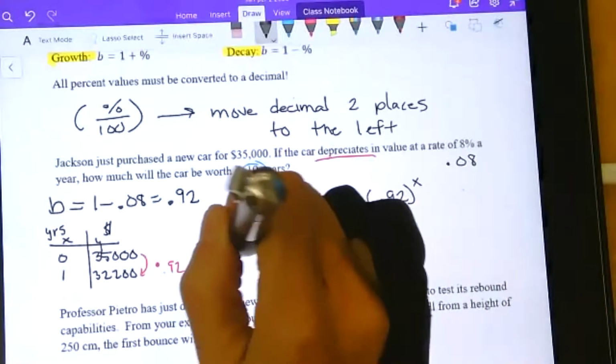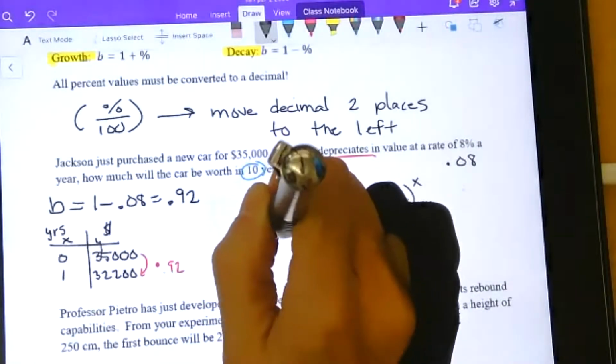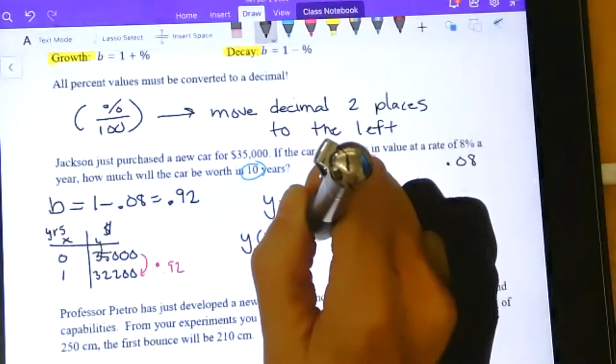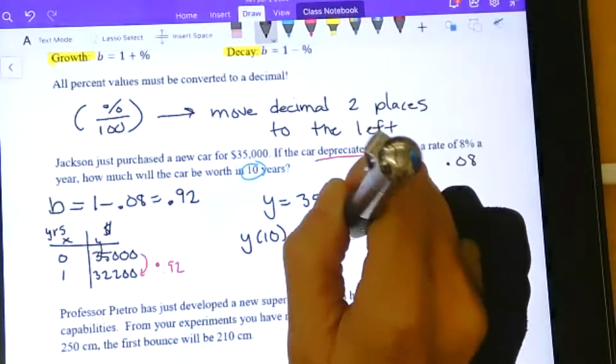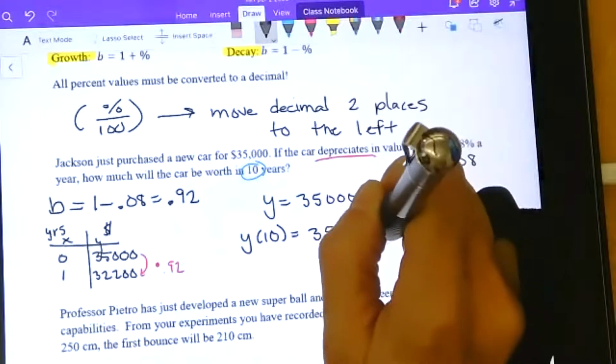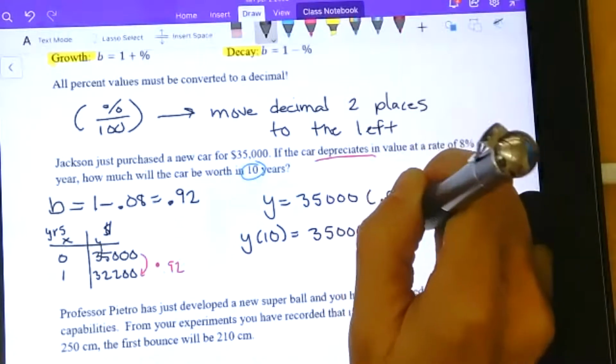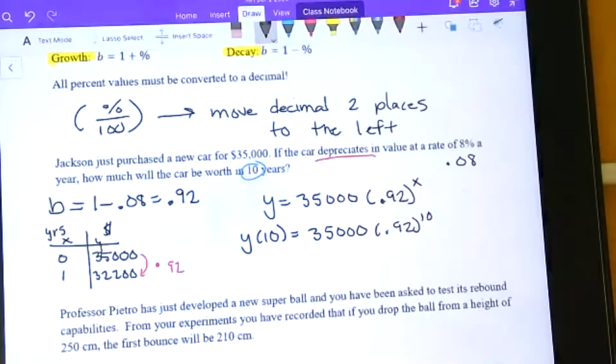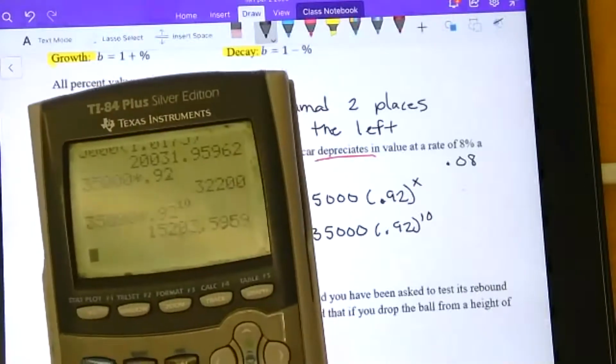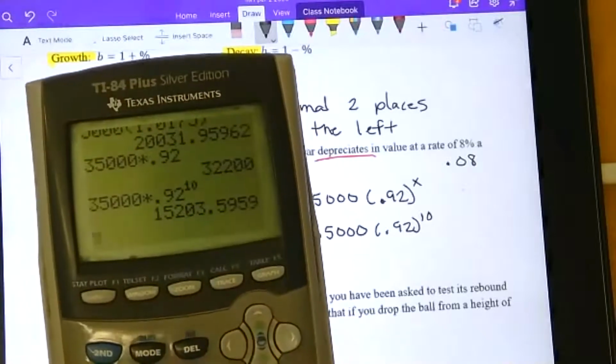So to figure out the value of his car after 10 years, we do 0.92 to the 10th power. So 35,000 times 0.92, raised to the 10th power, is $15,203.60.